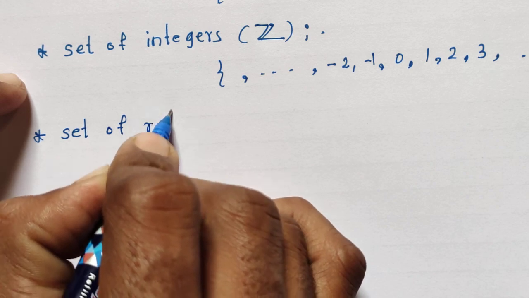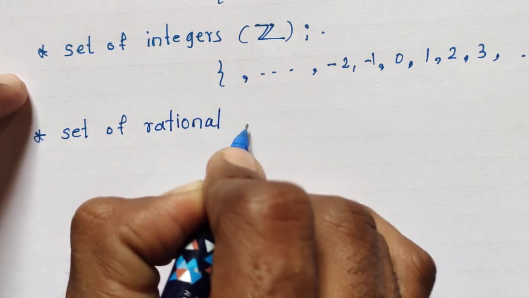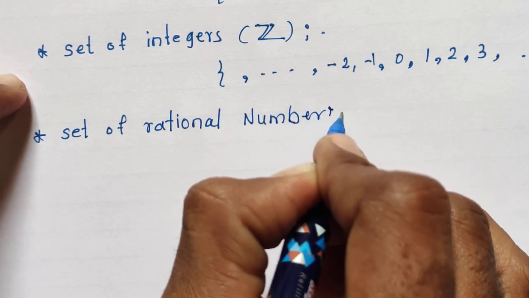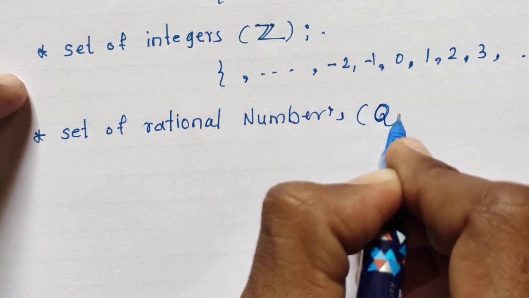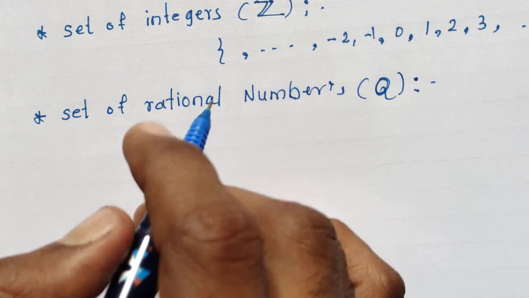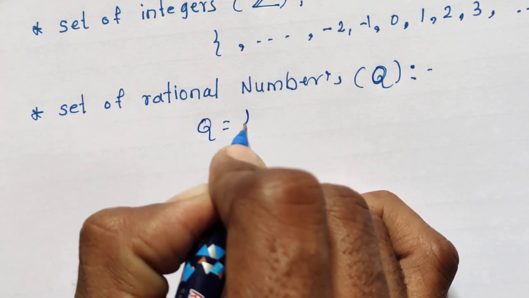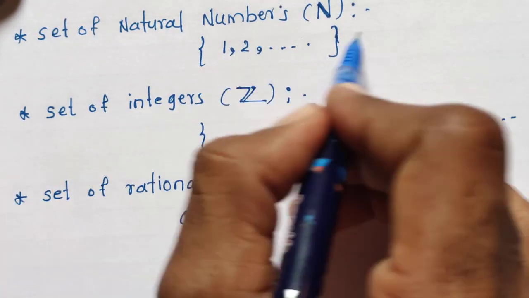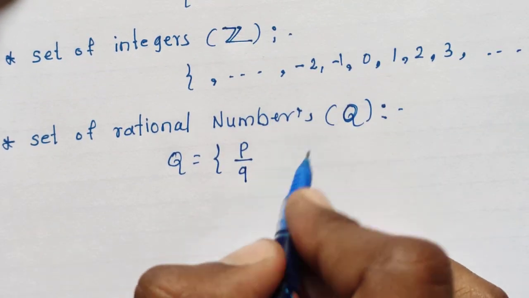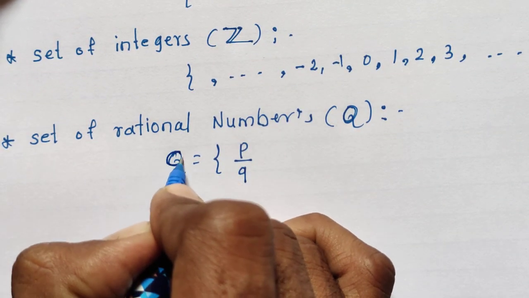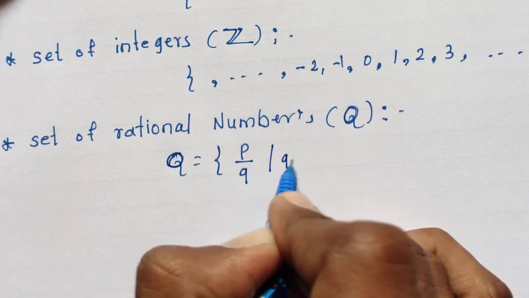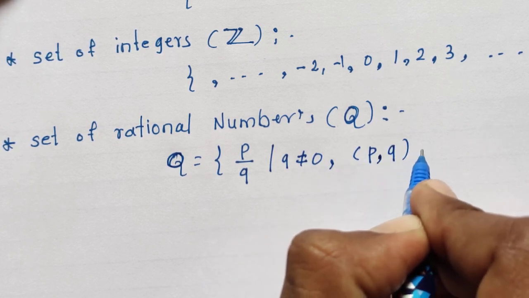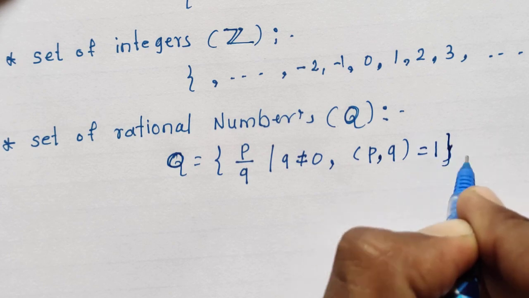The set of rational numbers. The notation of the set of rational numbers is capital Q. The elements of the set of rational numbers are of the form p by q, that is 2 by 3. So these are the natural numbers, these are integers, and the elements of the set of rational numbers are of the form p by q, such that q is a non-zero number. Also, the greatest common divisor of p and q is equal to 1. So this is the set of rational numbers.